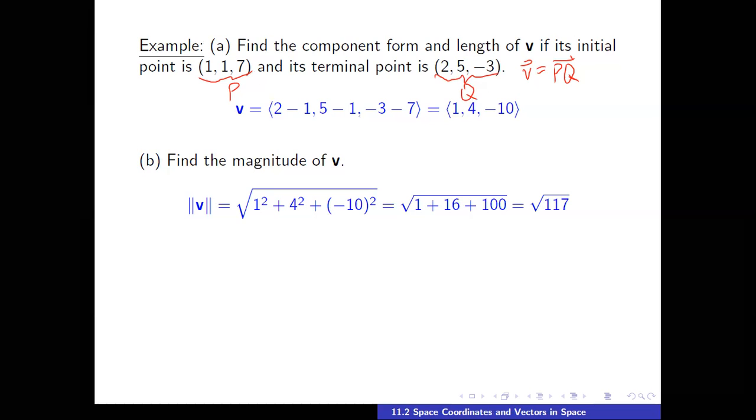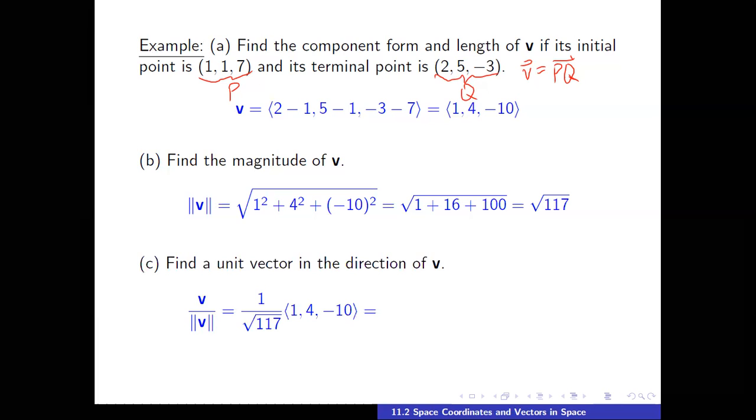So what do you think the next natural question is going to be? Look, I have the vector going from P to Q. I have its length. What if I want a unit vector in the direction of that thing? Well, that's easy enough to do. I just take the original vector v and divide coordinate-wise by the length, which is the same as scaling by 1 over the square root of 117. That effectively divides each coordinate by the square root of 117, the length of v, right? Does that make sense? Okay.